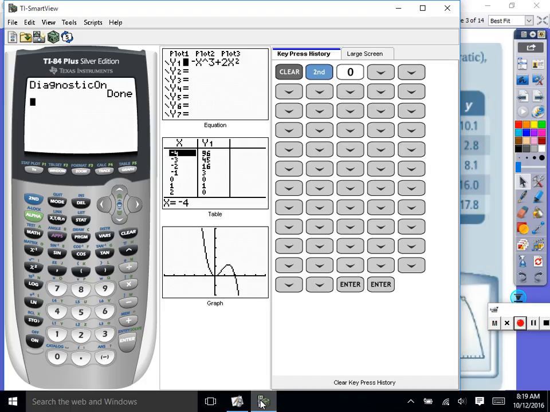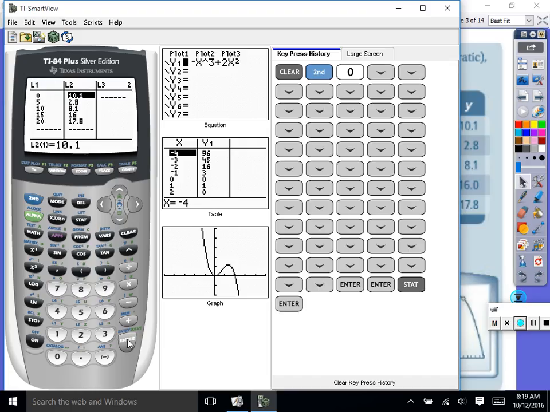So you hit the stat key, stat. This is how you get there. Then we're going to go into edit. Now, a couple things to note. See how I have a list 1 and list 2? Does everybody have list 1 and list 2 at the top? If you're missing a list, it's because you've accidentally deleted it.